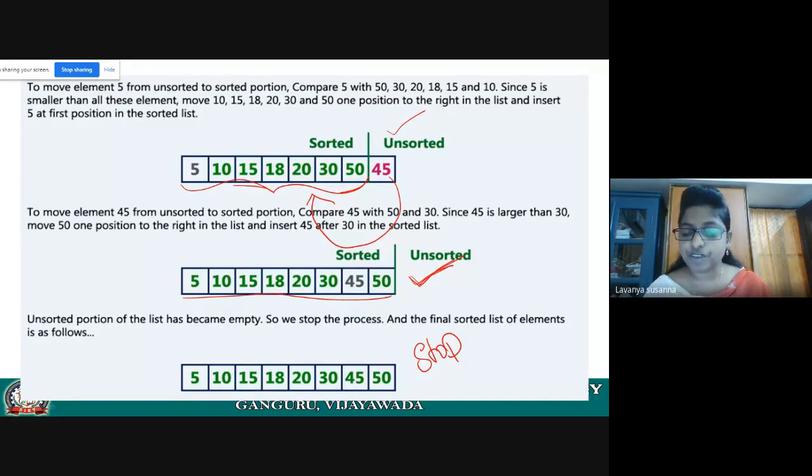In step 1, what you have to do is take the first element from the unsorted list and insert into sorted list. In second step, take the second element from the unsorted list, insert into sorted list. After inserting into sorted list, arrange the elements in ascending order. Which elements? Only the elements in sorted list only.